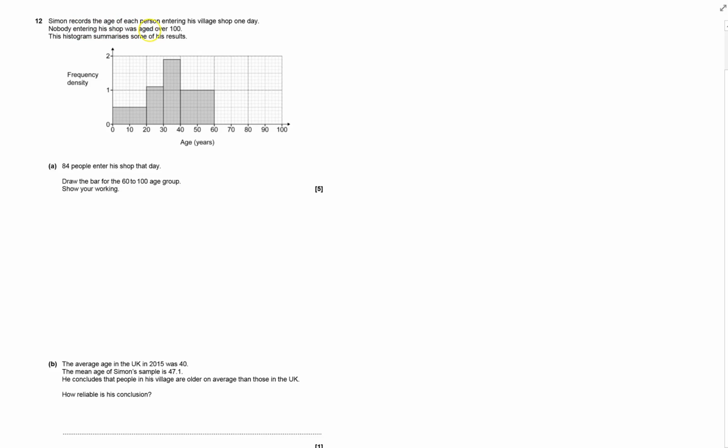Someone records the age of each person entering his village shop one day. Nobody entering his shop was over 100. The histogram summarizes the data. As soon as I see the word histogram, I always write down that the area equals the frequency. To work out the area of a bar, you do the width times the height, and that equals the frequency. So that's the first bit.